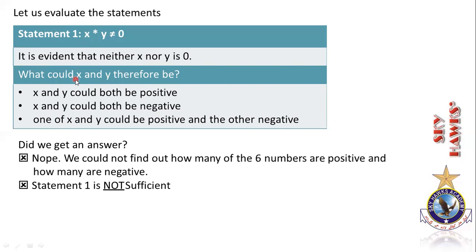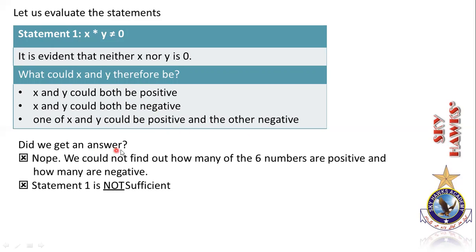So what could X and Y therefore be? X and Y could both be positive. This is a possibility. X and Y could both be negative, because they cannot be zero. X and Y could be one positive and the other negative. So we have these three possibilities: both positive, both negative, and one negative and the other positive alternatively.